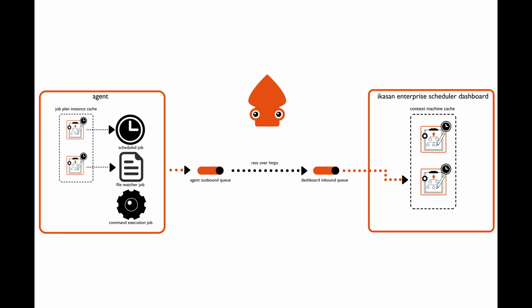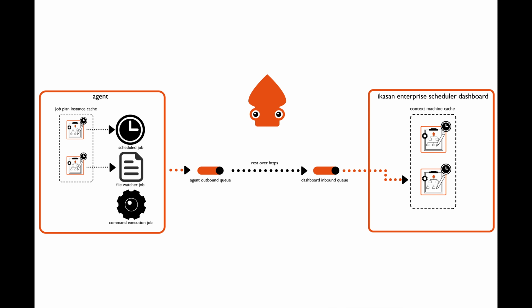Contextualized scheduled process events are published to the agent outbound big queue on the file system of the agent host. The agent outbound flow consumes the contextualized process events from the agent outbound queue and publishes them to an inbound REST service on the Ikasan Enterprise Scheduler dashboard, which in turn places those messages onto the dashboard inbound queue.